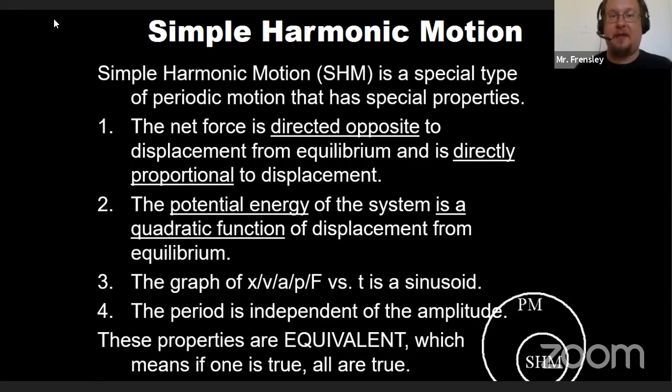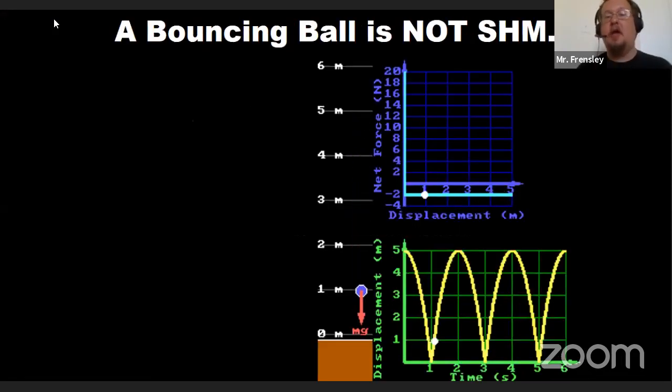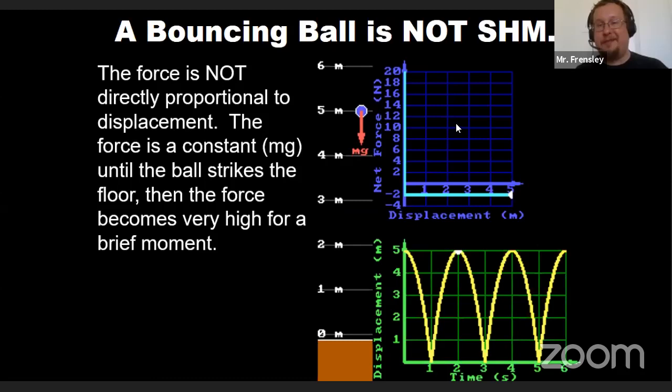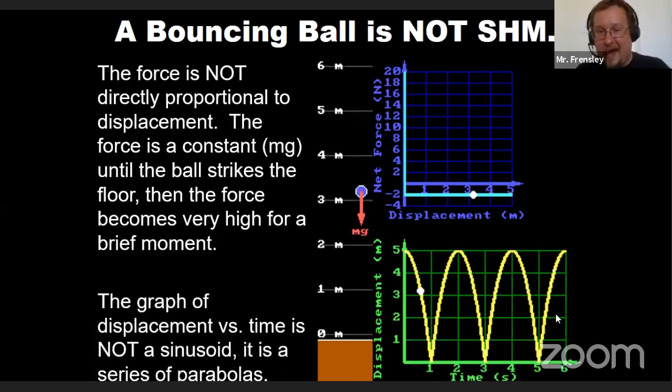So let's look at some things that are not simple harmonic motion. So we got a bouncing ball here, right? And you can see that I made a graph, the blue graph of force versus displacement. Displacement here is how high the ball is. And you'll see that that is not a direct proportion. It's not a line through the origin. So the force is not directly proportional to displacement. Second of all, displacement versus time is not a sine type graph, sine, cosine, you know the type, right? This is a repeating set of parabolas.